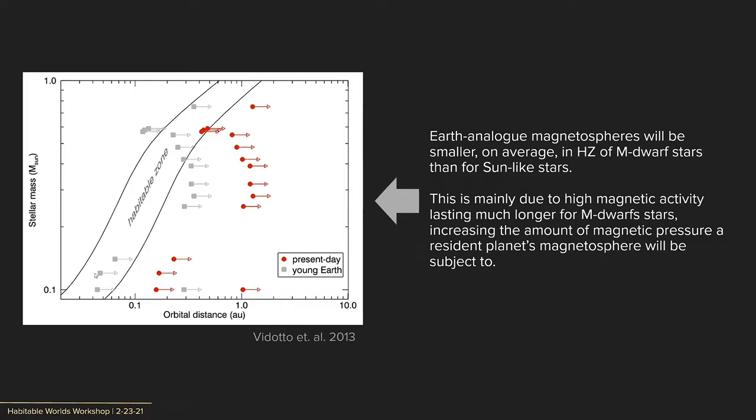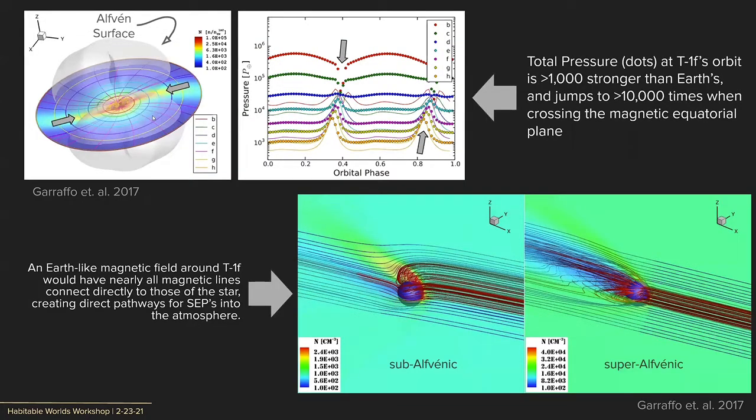And so we can see that for M-dwarfs, which are basically this region right here, if we were to have a terrestrial planet with an Earth-strength magnetic field, the magnetospheres of those planets would likely be far more compressed in the habitable zone. So what happens when the magnetic environments at those planets become very strong?